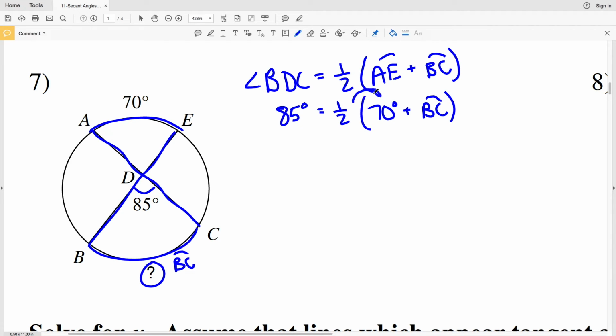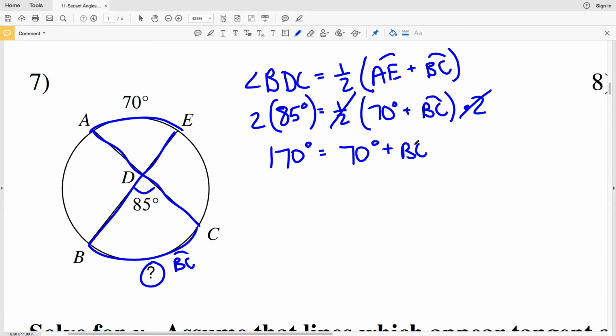So I can either start by distributing that 1/2, or I can just simply multiply by 2 at the start. When I multiply by 2, my 2 and 1/2 will cancel out, so 2 times 85 degrees is equal to 170 degrees, and that's equal to 70 degrees plus arc BC, the measure of that arc. So when I subtract 70 degrees from both sides, I'll have 100 degrees equals the measure of arc BC, our indicated arc in number 7.